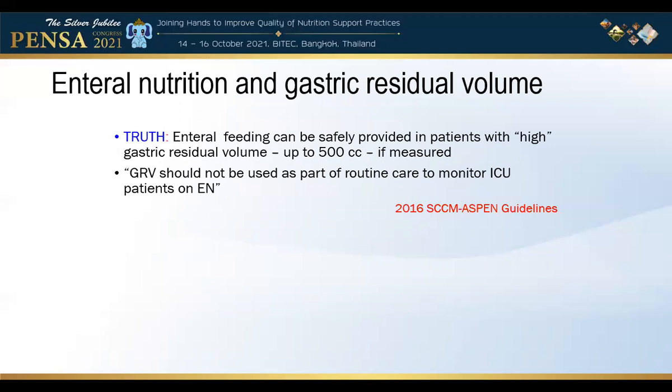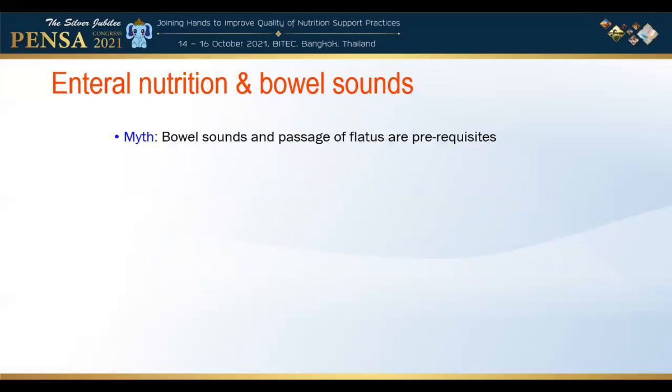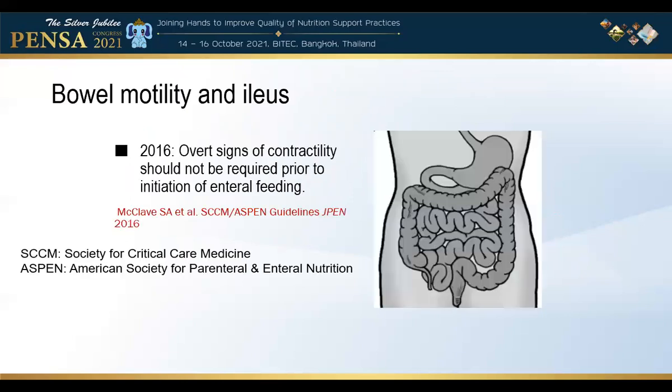So the truth is, enteral feeding can be safely provided in patients with a high gastric residual volume of up to 500 cc's, if at all you're going to measure it. And GRV measurements should not be used as routine care to monitor ICU patients on enteral feeding. Another problem is the passage of bowel sounds, thinking that you need bowel sounds and passage of flatus. Even now, physicians keep insisting on passage of flatus or bowel sounds before enteral feeding is started.